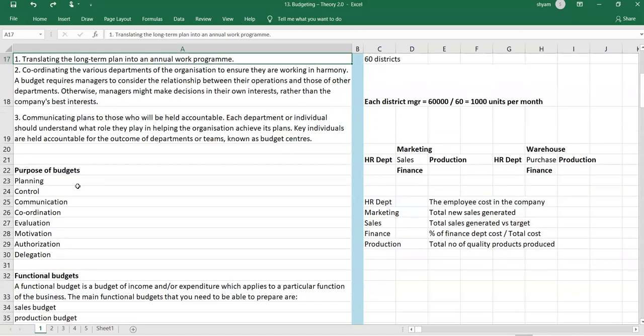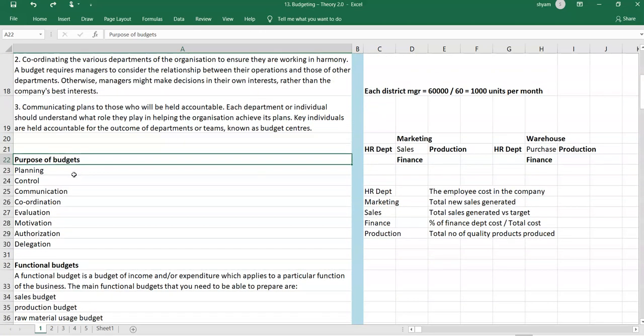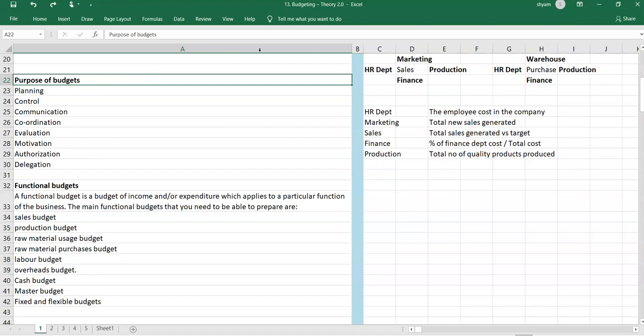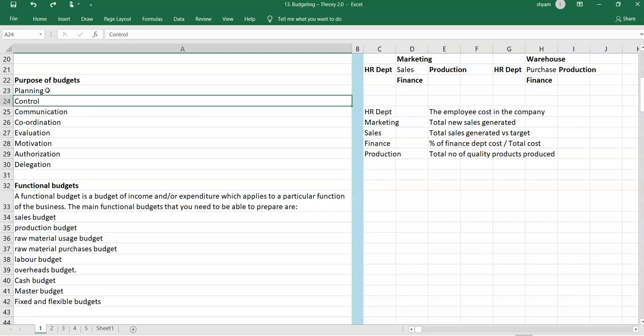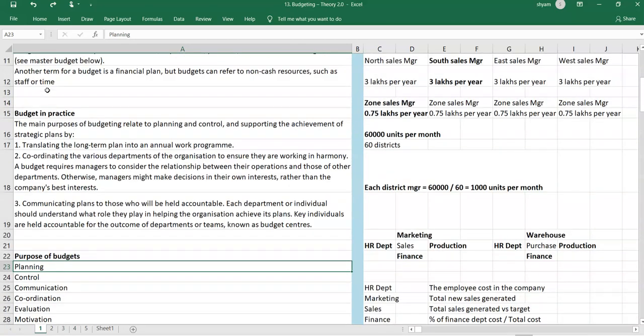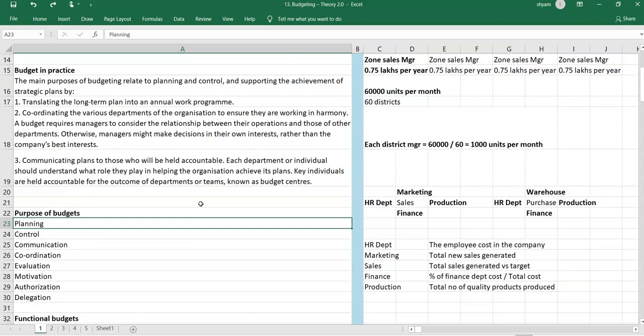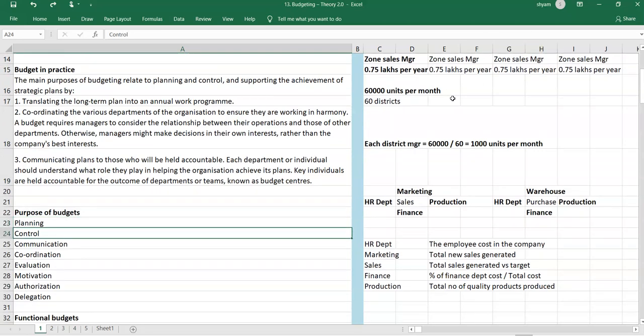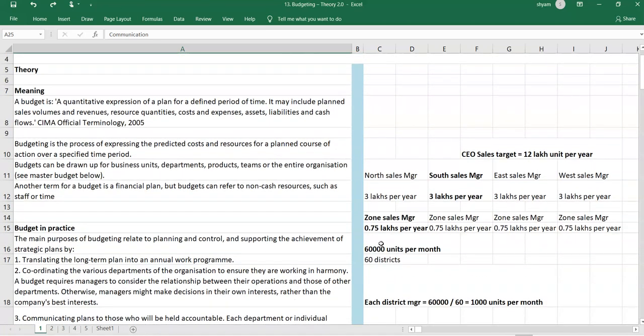Now we'll move on to the purpose of budgeting. We have already seen some of the points in this explanation, but still we'll go through them. Budgets can be used for planning and for control. We set a plan, and for control we compare whether they are achieving it or not on a weekly, monthly or quarterly basis. That is control. We also try to know which manager is performing and who is not. Budgets also help in communication, so that each manager knows what their sales target is. That is called communication.